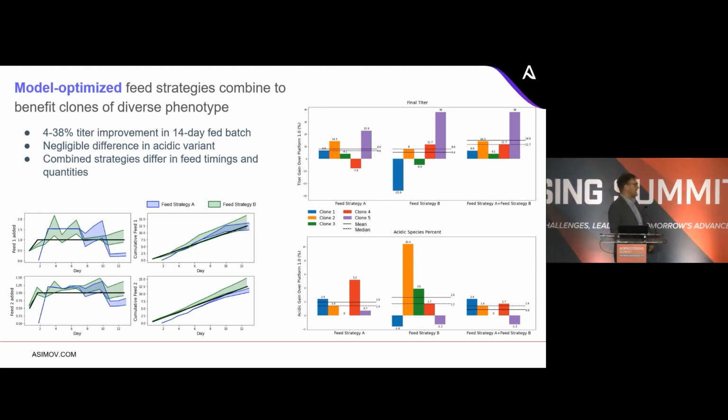Now, you might think, well, okay, that's lucky, that you happen to select 2 that are complementary. But our objective function, remember, was actually to embrace that diversity. It was defined in such a way that we are selecting for diverse feed strategies that will prefer different clonal phenotypes. And we do see, when combining those and taking the best performance out of feed A or feed B, an average of about 15% improvement.